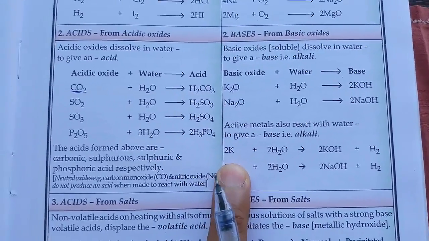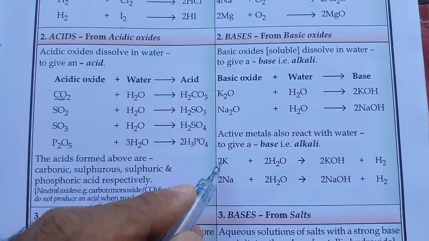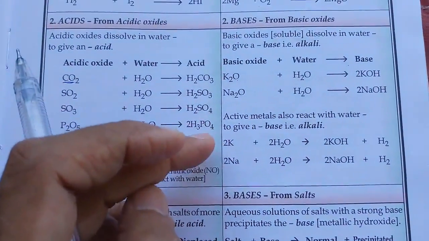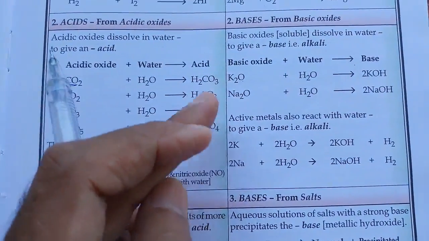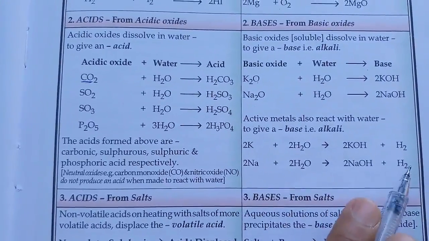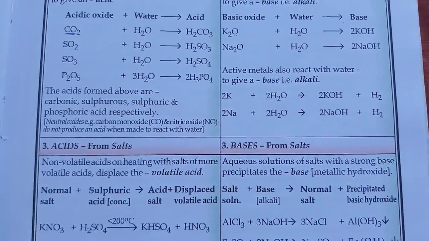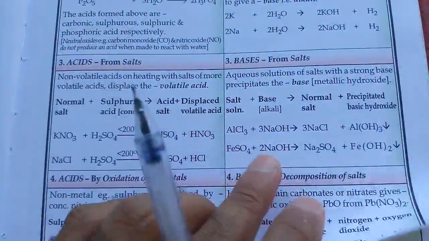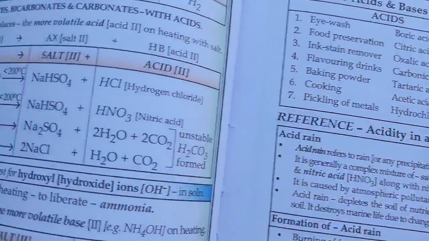If you simply take an active metal, potassium, sodium, lithium is also there. These are the active metals, first group, if you learn the periodic table. It gives you alkali and hydrogen. From the salt, we have just taken a look at this. These are the preparations of the acids and bases.